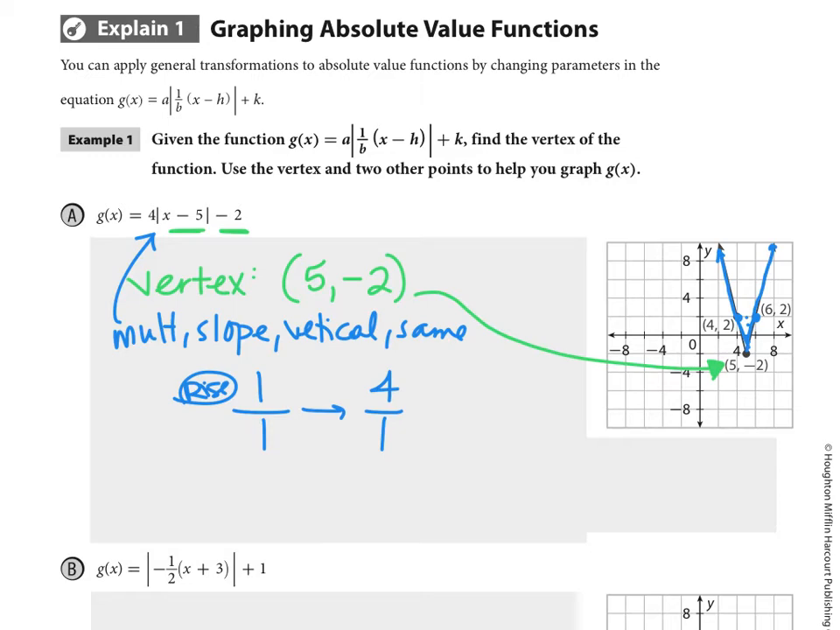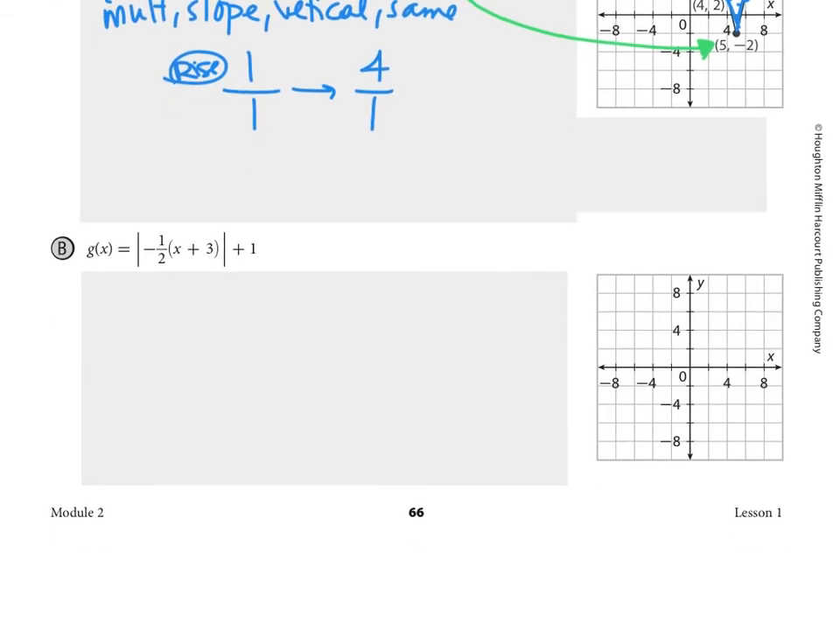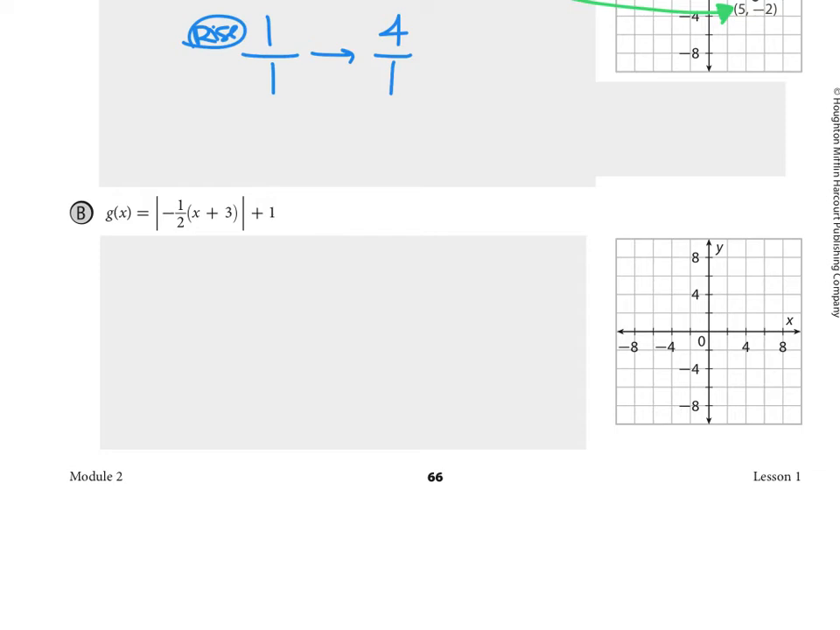So let's look at another example. We're actually going to work this one out together. And this is example B. So again, the first thing I want to do is find my vertex. So I'm going to name my vertex. Inside's the opposite, that's -3. Outside's the same, that's +1. So I'm going to go ahead and graph that. All right, and now we need to deal with the slope.